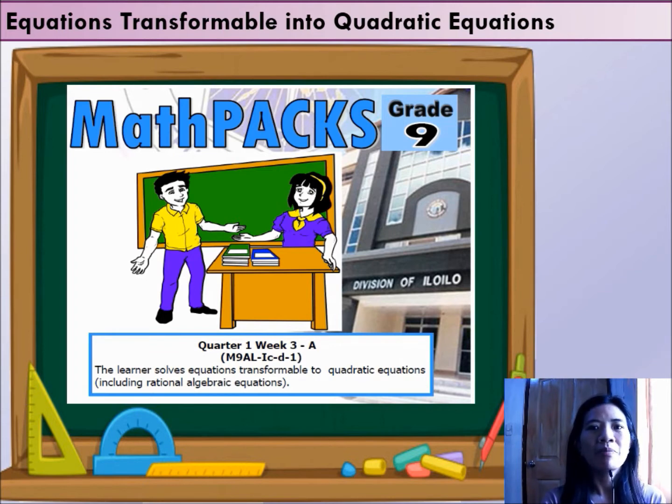So I am Ma'am Fortuna Familiaran and I will discuss to you the quarter 1 week 3A of our lessons, which is equation transformable into quadratic equations. The learning competency for this lesson is that learners solve equations transformable to quadratic equations, including rational algebraic equations. So let's find out what are the equations that can be transformed into quadratic equations.